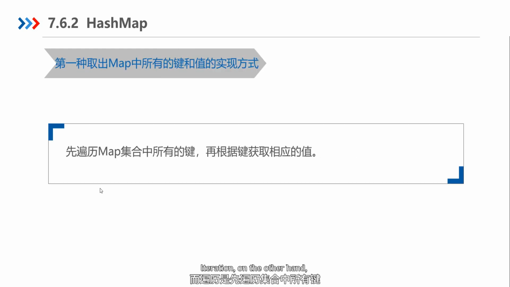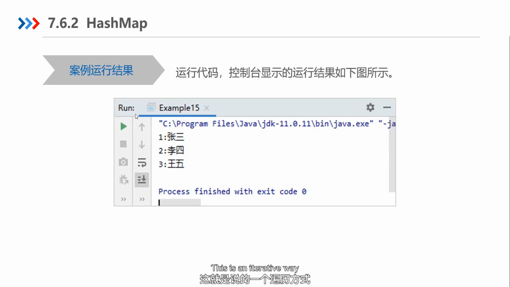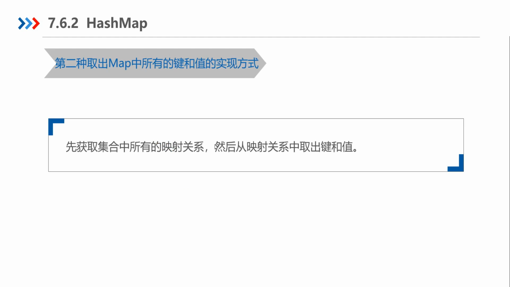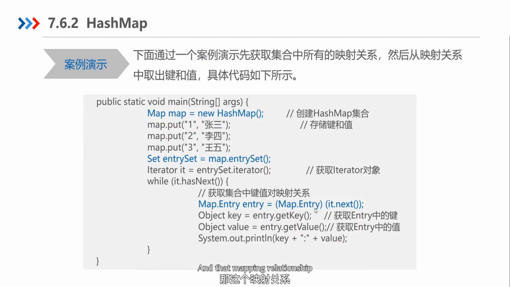Iteration, on the other hand, first iterates over all the keys in the collection, and then gets the value based on the key. That's the set of its keys, and then we get its keys. We then use get to find the value. This is one iterative way. Another way is to get the relationship of all the mappings in the set. This can be done using the entrySet method. You get a collection of key-value pairs. Since the key is unique, its key-value pair is also unique.